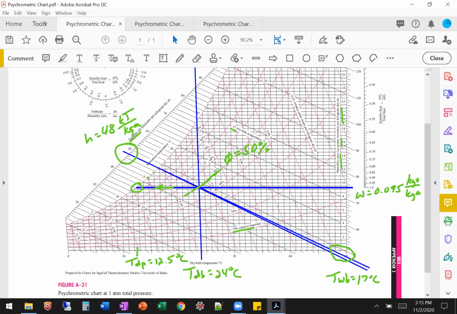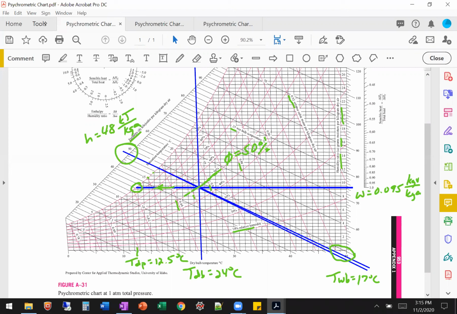Now last is specific volume. It's labeled right here as 0.92. So we work our way: here's 0.9, 0.88, 0.86, although it's tough to see, it's underneath our line. Here's 0.84, and that means we've got 0.85 right there.